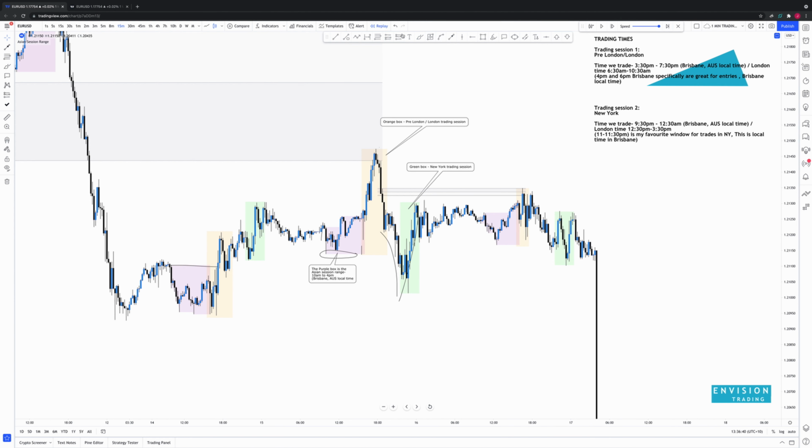Now let's talk about the trading sessions. So we have 2 trading sessions. The first one, which is my favorite, is pre-London and London. So this time in Brisbane is 3:30 p.m. to 7:30 p.m. So it's 4 hours.